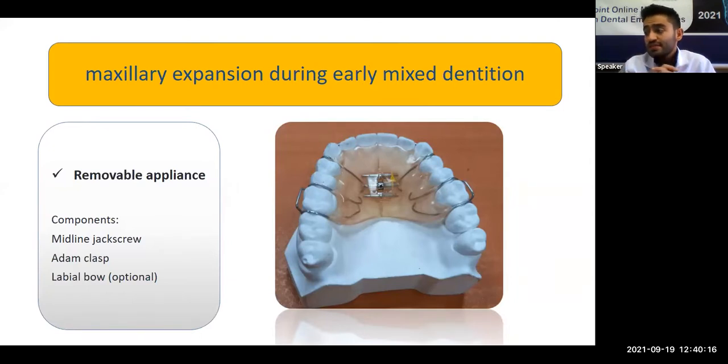This appliance consists of a midline jack screw, as I said. This midline jack screw should be opened once or twice a week by the patient. Each turn provides a quarter of a millimeter of expansion of the appliance. Also, good cooperation is a prerequisite for the appliance, and it is also the main disadvantage of this appliance. The patient has to wear the removable appliance as long as possible during the day and while sleeping.